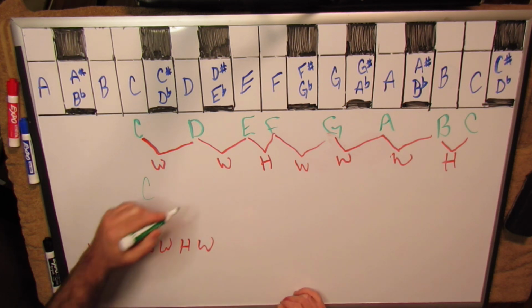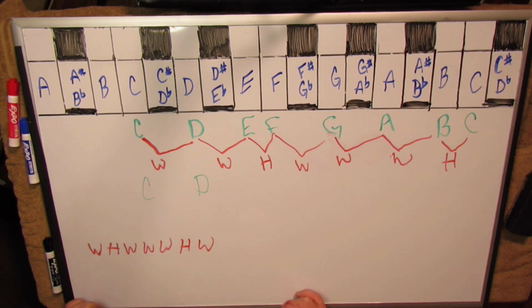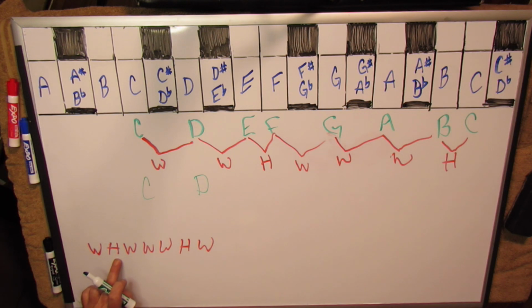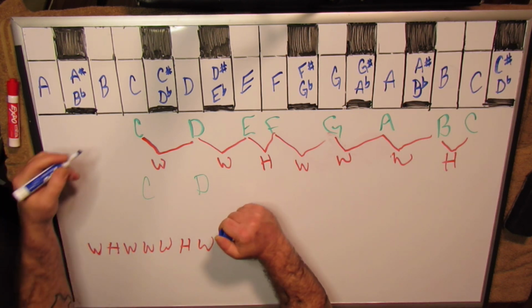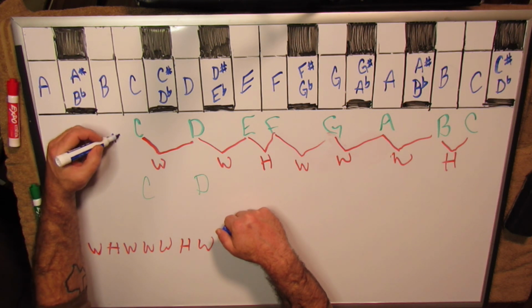Well, there's a whole step. So the second note in C Dorian is going to be a D. But now we have a half step instead of a whole step. Ionian is your major scale, right? So this is your Ionian scale, or mode, sorry.